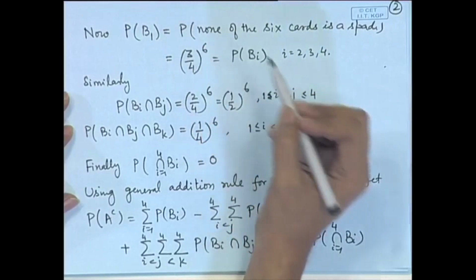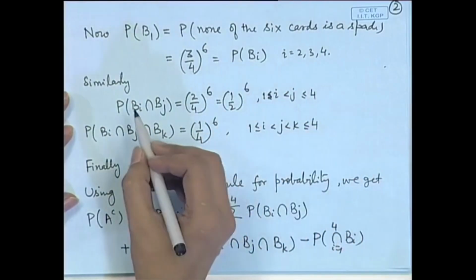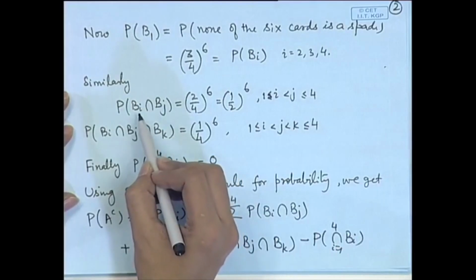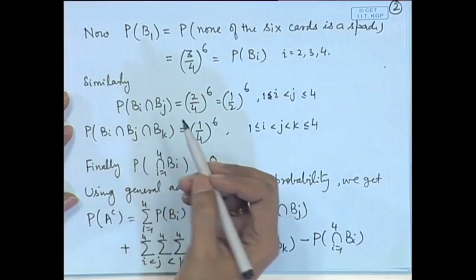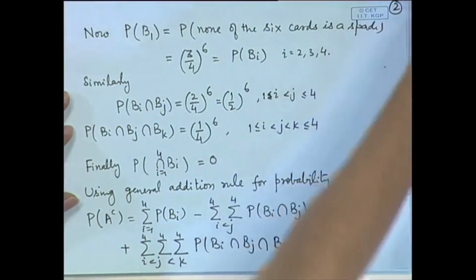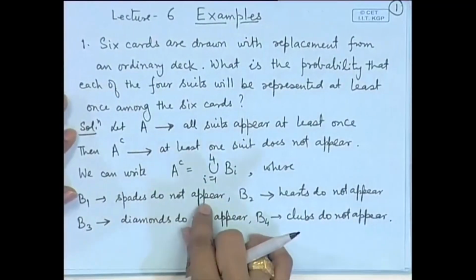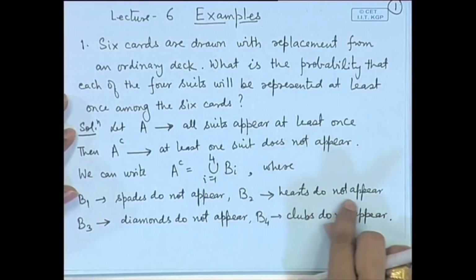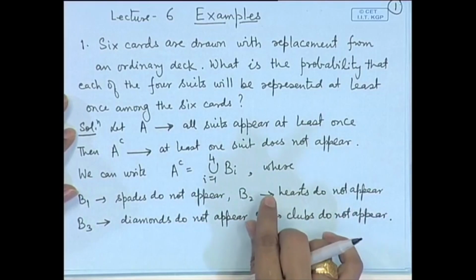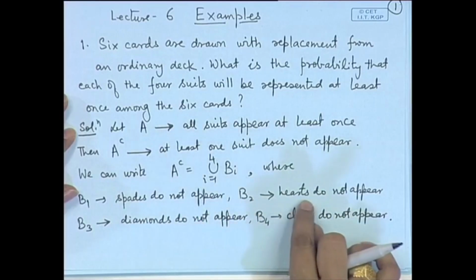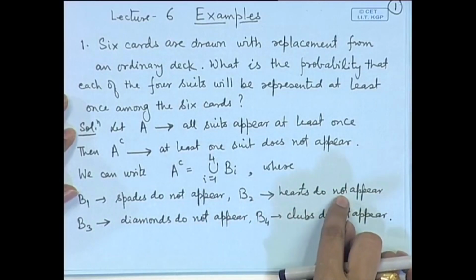Now, in a similar way, let us consider the probability of B_1 intersection B_2. Now, B_1 means that spades do not appear, and B_2 denotes the event that hearts do not appear. So, B_1 intersection B_2 means that in drawing of the cards, spade and heart do not appear.